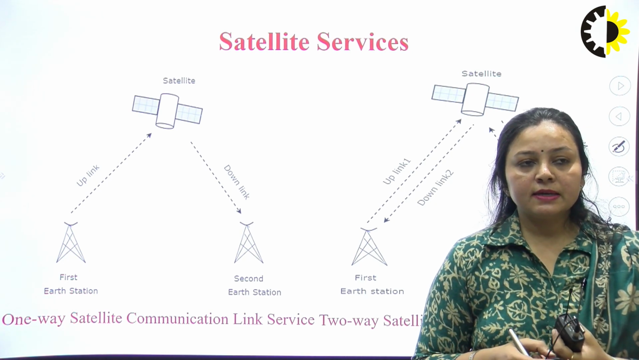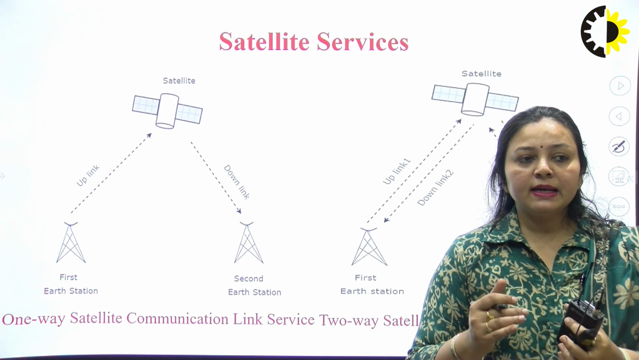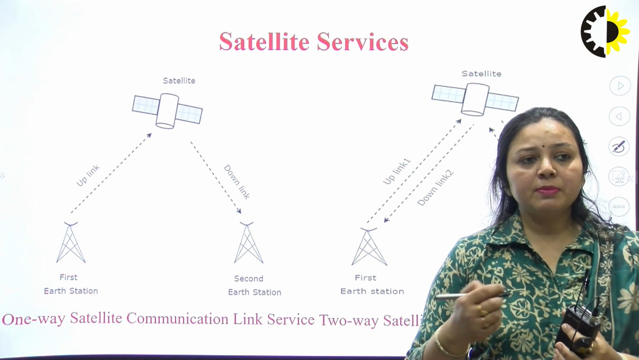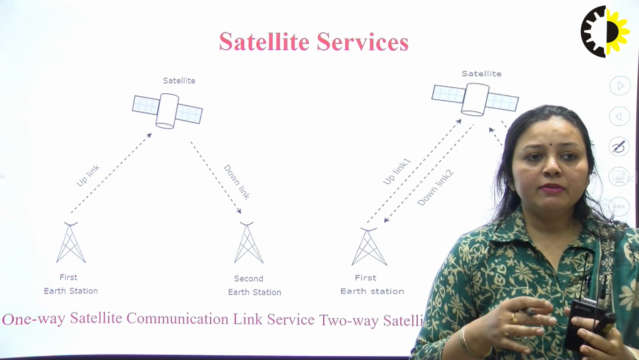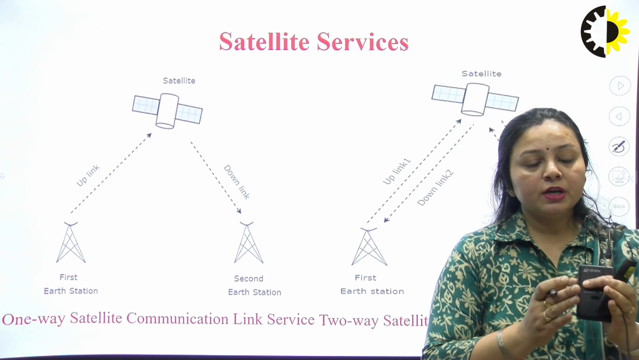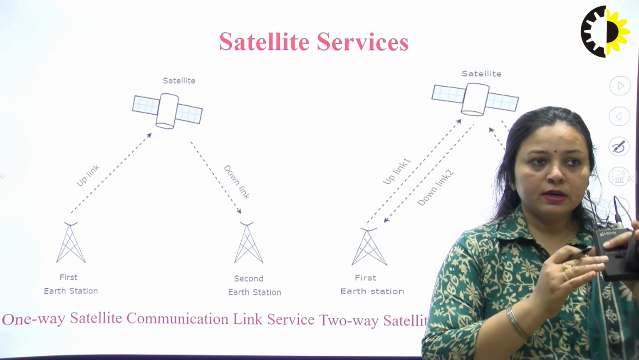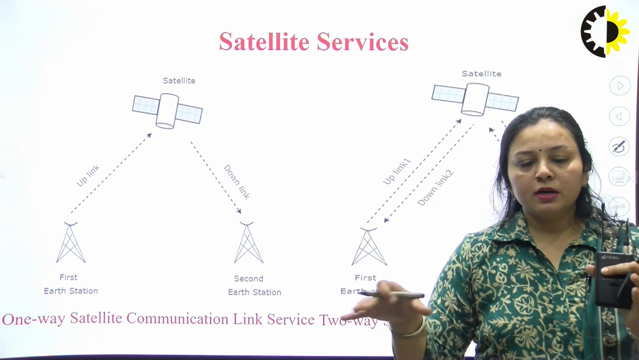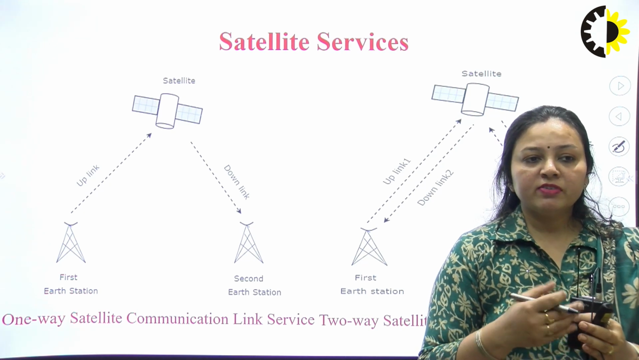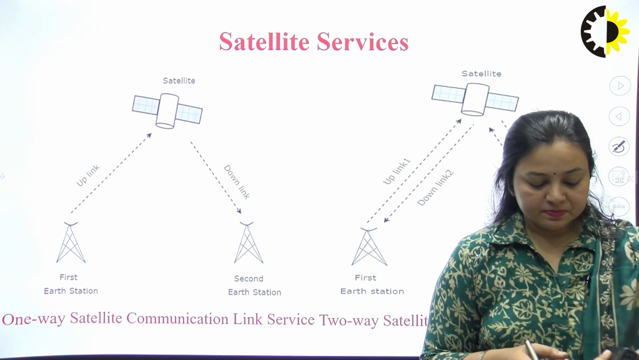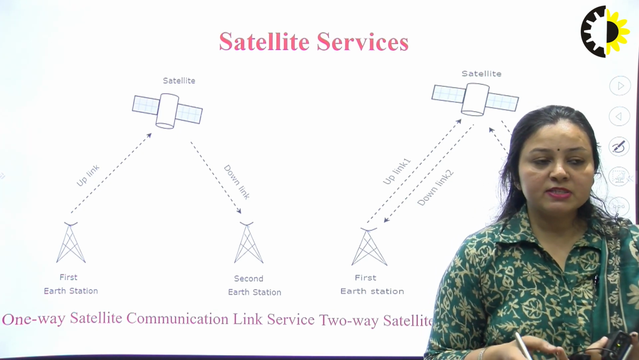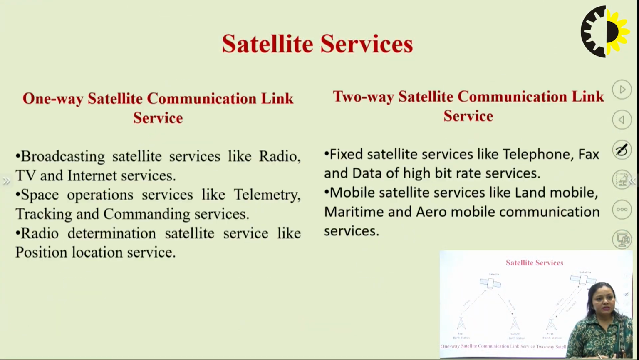Further, we can look at the satellite services. As we said, we can have a one-way link or a two-way link between the first Earth station and the second Earth station. It again depends on the application, as we mentioned in the previous slide. If you have a broadcast application, you just want to transmit from the satellite, but the receiving Earth station doesn't want to send anything backwards. So it depends on the link. You can have a one-way link or a two-way link.